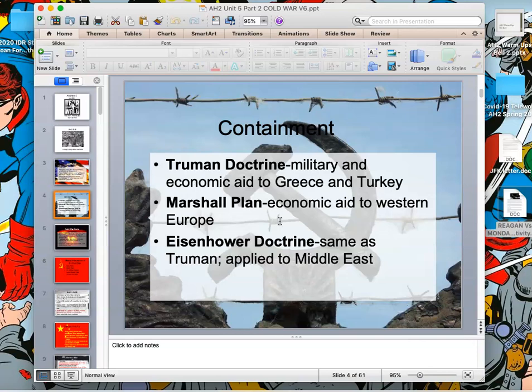We mentioned the Marshall Plan. We're giving economic aid to Western Europe and hoping that they will embrace democracy and not communism. We covered this in 5.5, so I'm not going to hit it hard here.